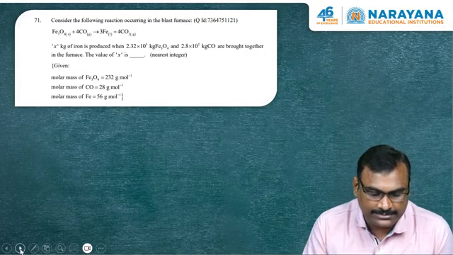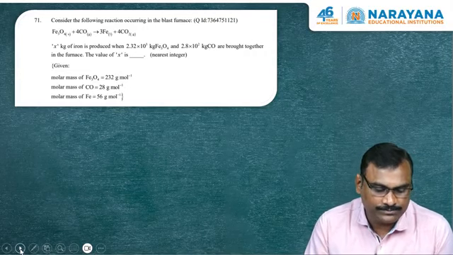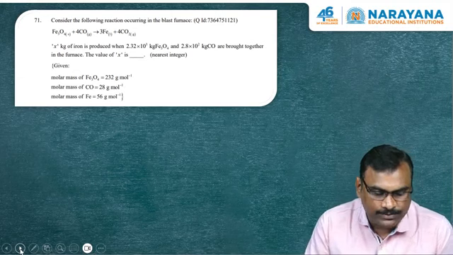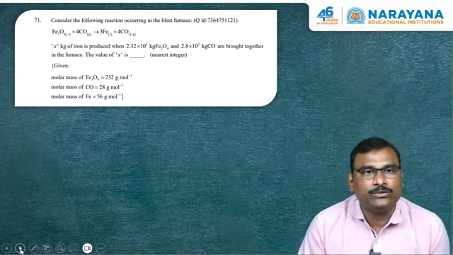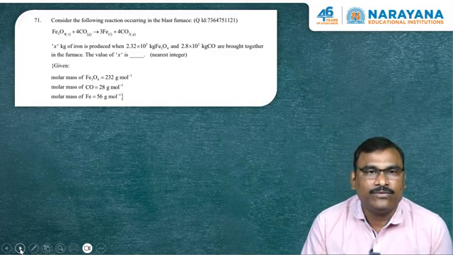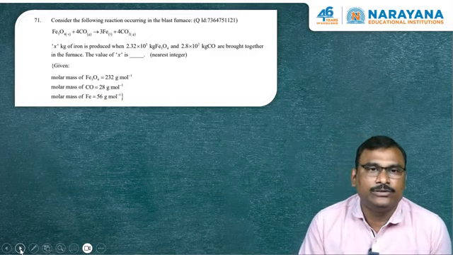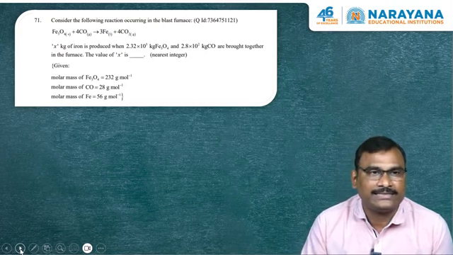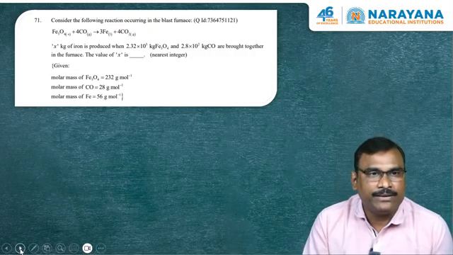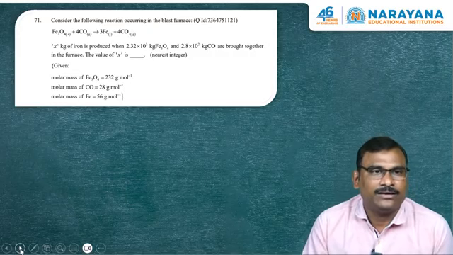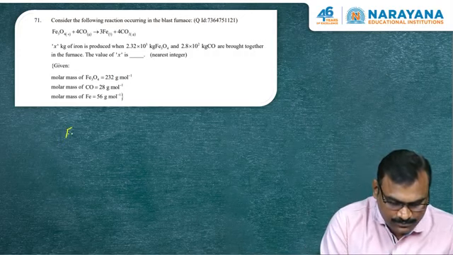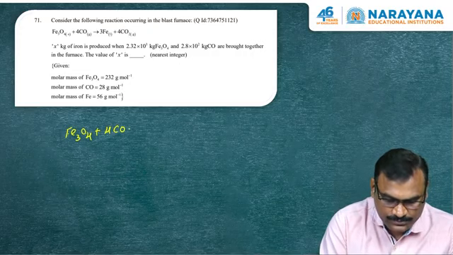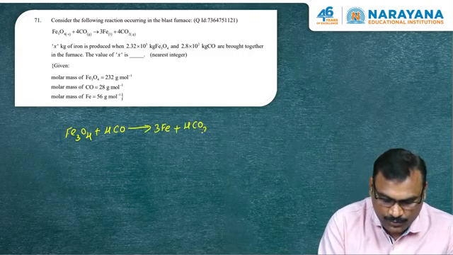Consider the following reaction occurring in the blast furnace. Here, x kg of iron is produced when 2.32 into 10 to the power of 3 kg Fe3O4 and 2.8 into 10 to the power of 2 kg CO are brought together in the furnace. The value of x is? Here the question is completely based on stoichiometric relation. Okay, now Fe3O4 plus 4CO gives rise to 3Fe plus 4CO2.